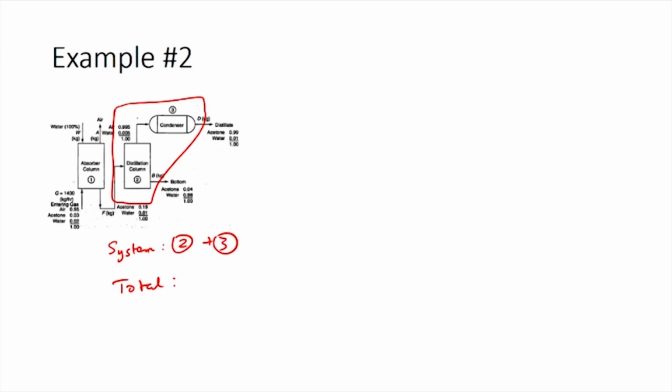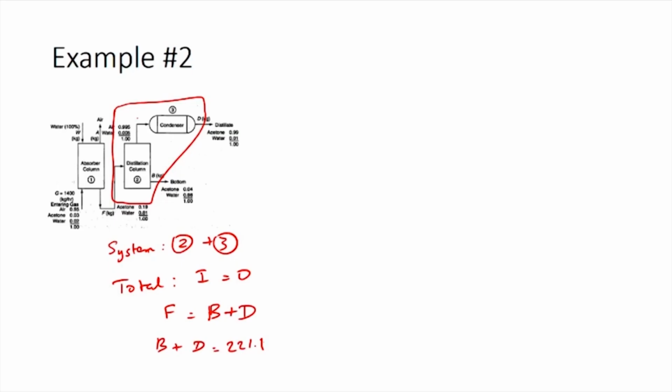So the total balance would be input equals output, which is F equals B plus D. We already know the value of F, so we can substitute it here and get B plus D as 221.1.